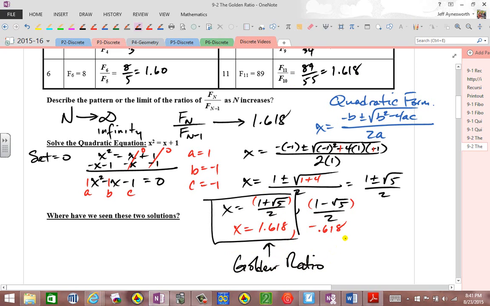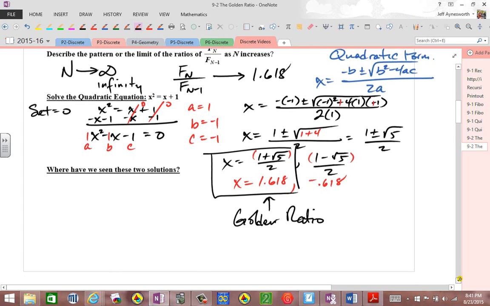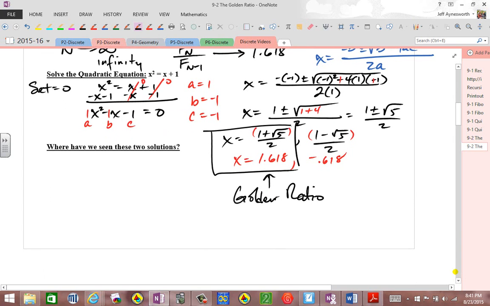The golden ratio is a very, very special number, and we see it all over mathematics. We see it in nature, and we also see it in art and architecture. The exact form, let me be very specific here, is 1 plus the square root of 5 divided by 2, and its approximation that I want you to memorize is 1.618.